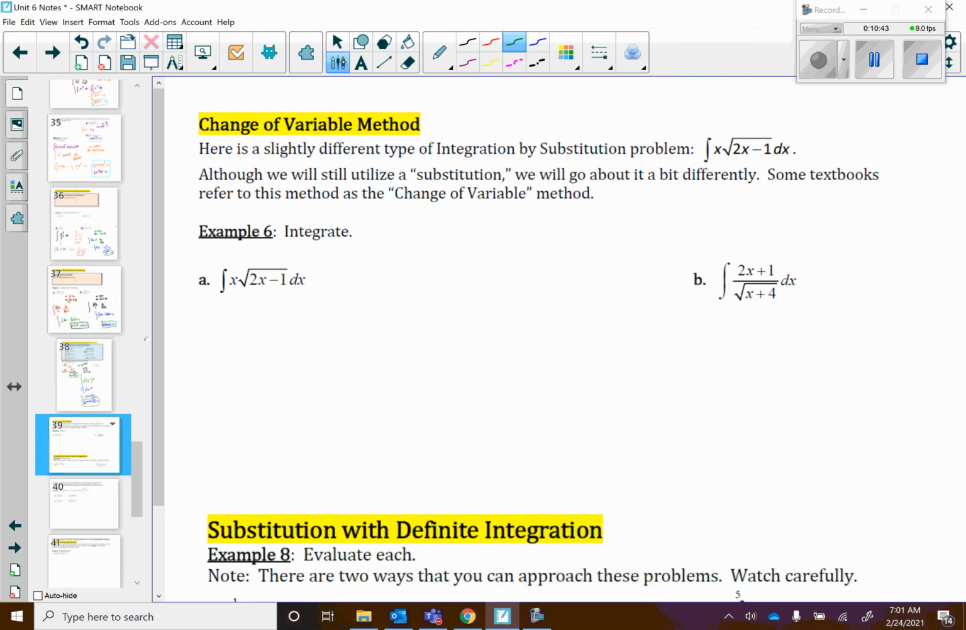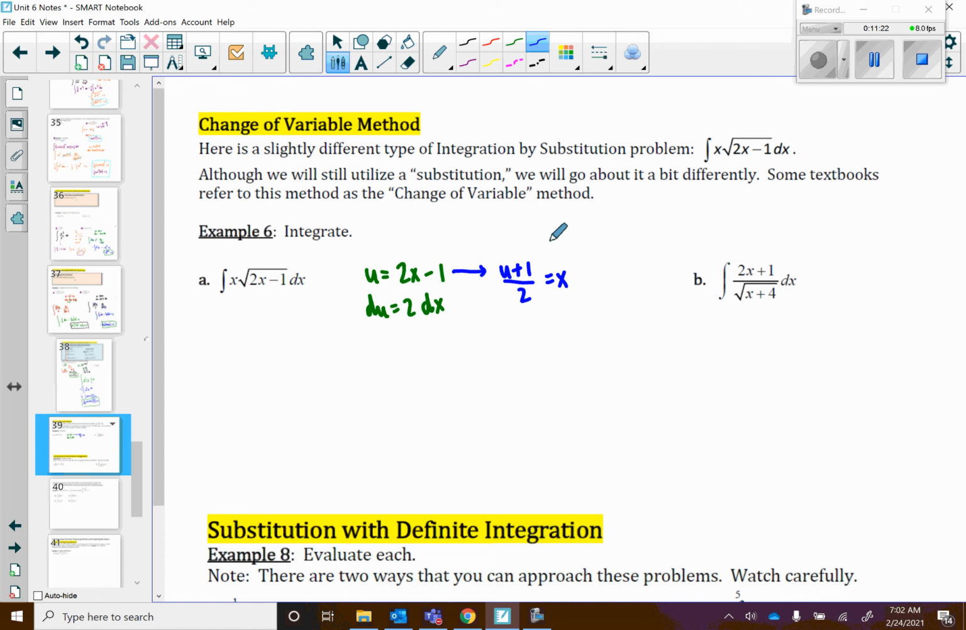The derivative of x is just 1. That's not going to cancel anything. The derivative of 2x minus 1 is 2. That doesn't really cancel anything either. But let's see what we can do if we just start by saying u is equal to 2x minus 1. And I know the derivative of u is equal to 2 dx. And the other piece I can do here is I can solve for x here. So u plus 1 divided by 2 is equal to x. Now trust me for a moment, if you will, on why this is important.